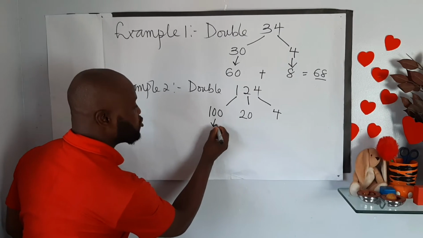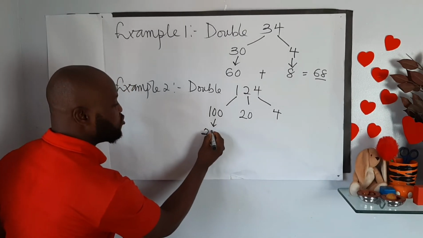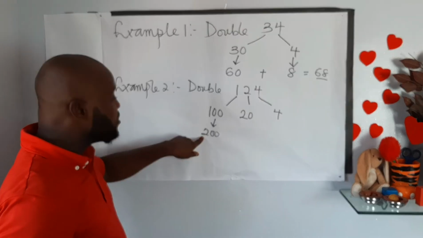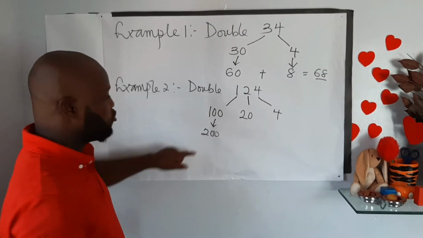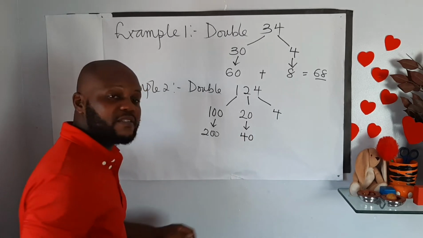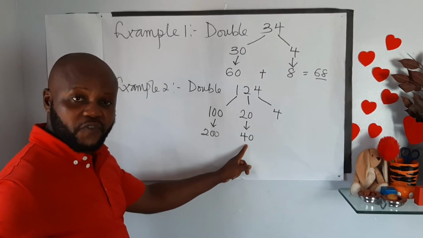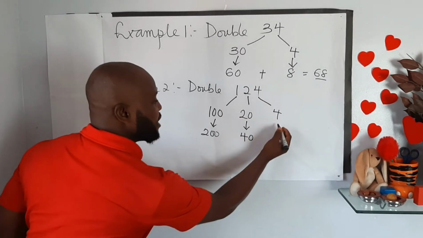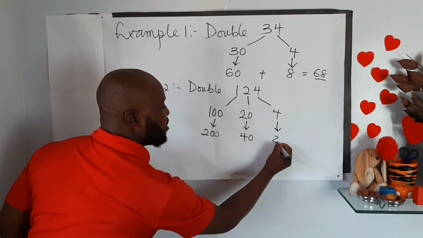I know that double 100 is 200, because when you double 1, you get 2. So when it is bigger, it becomes 200. Double 20 means I'll be having an answer which is equal to 40, because 20 plus 20 is 40. Then when I double 4, I'll get 8.